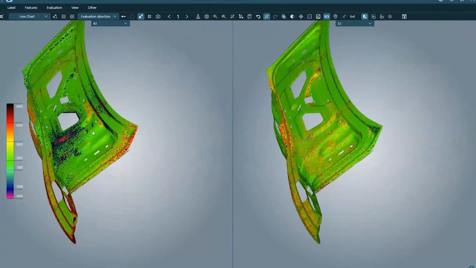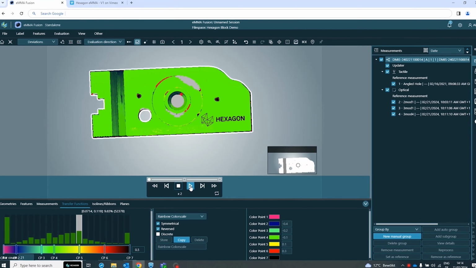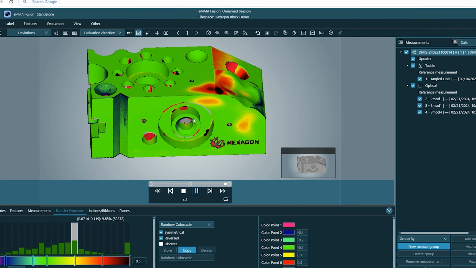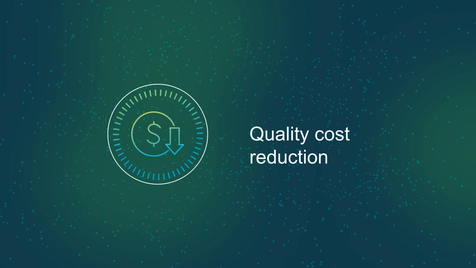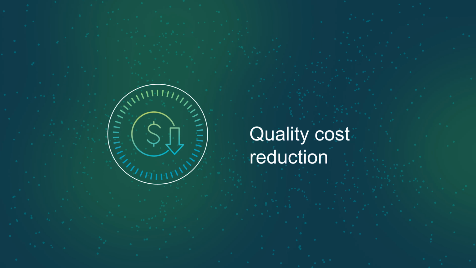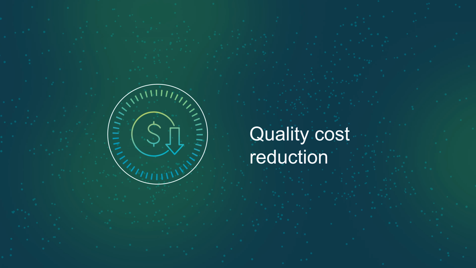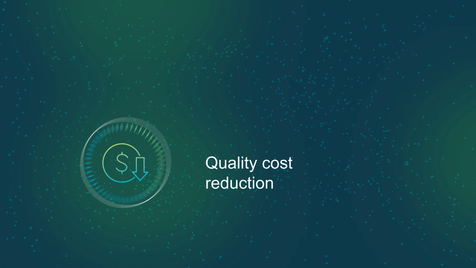also supports a side-by-side display of different measurements. With the video mode, easily identify how the part is deforming during the production phase. Quality cost reduction enables users to detect quality issues in the prototyping phase to avoid issues in production, and with real-time monitoring to ensure quality during production.